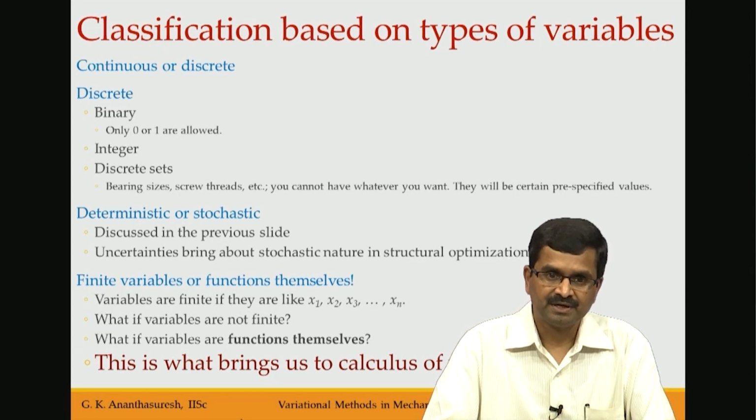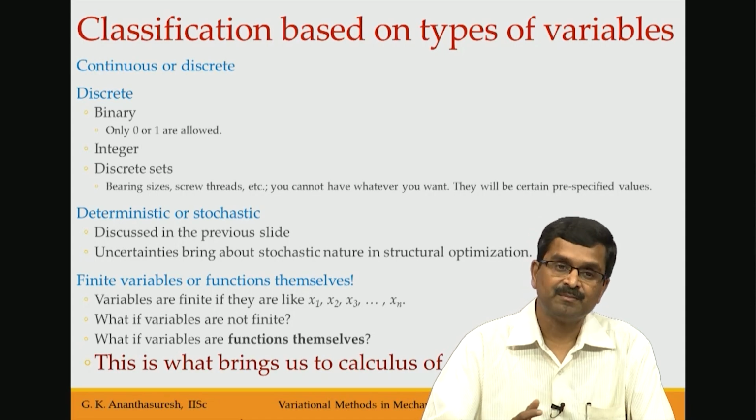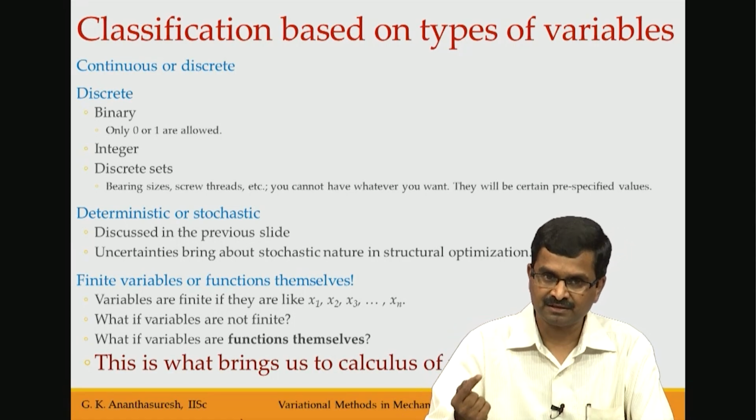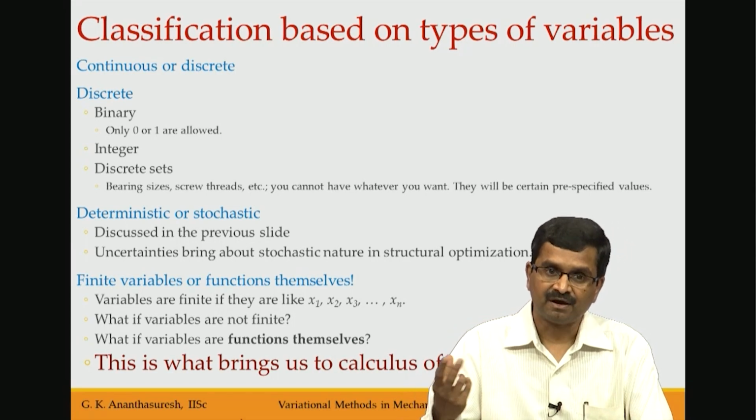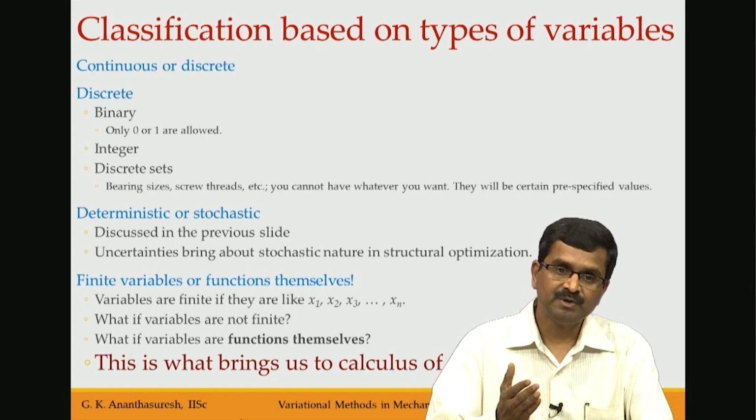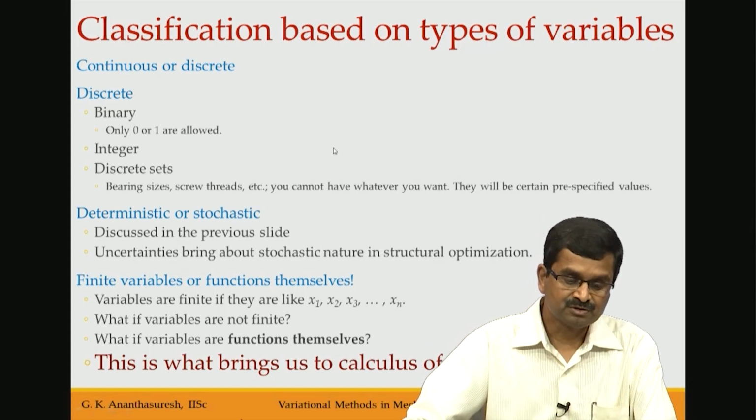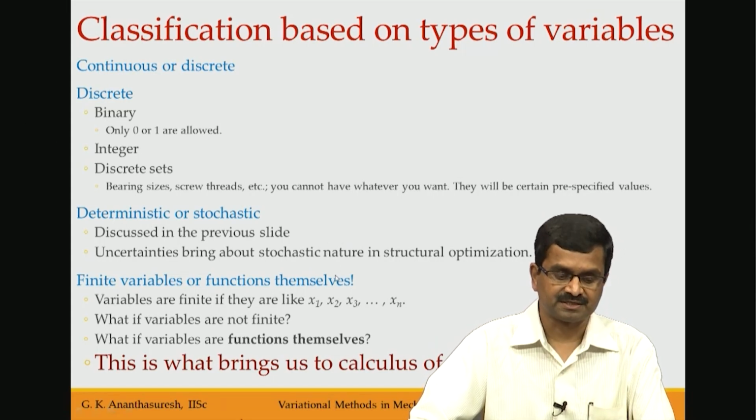If you are doing, let us say, mechanical design, you cannot have bearings of any diameter that you want. What is available in the market will be a few diameters, or screws, length of a fastener or gears, whatever you take, there will be certain variable values, then that is a discrete optimization. So, variables themselves can be, as we already said, deterministic or stochastic.